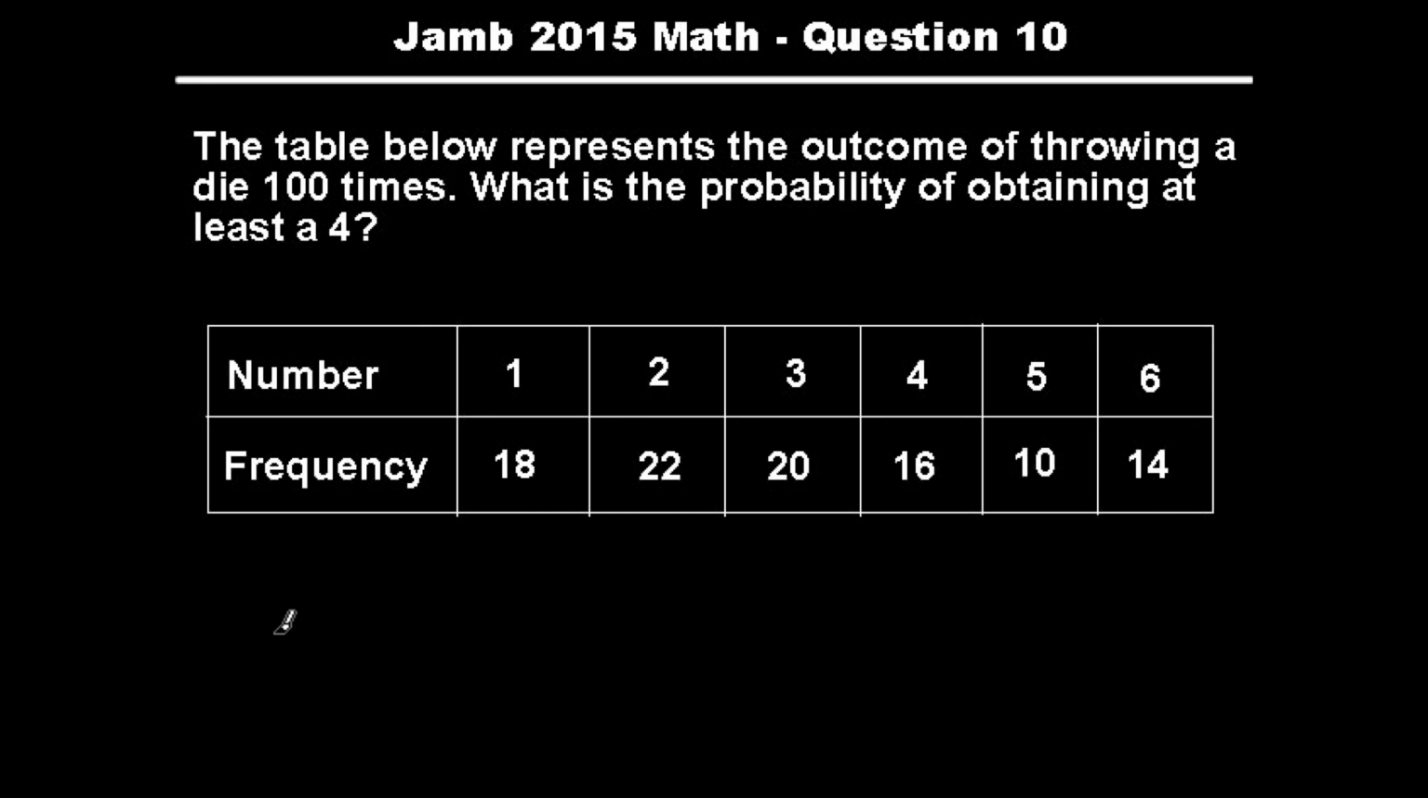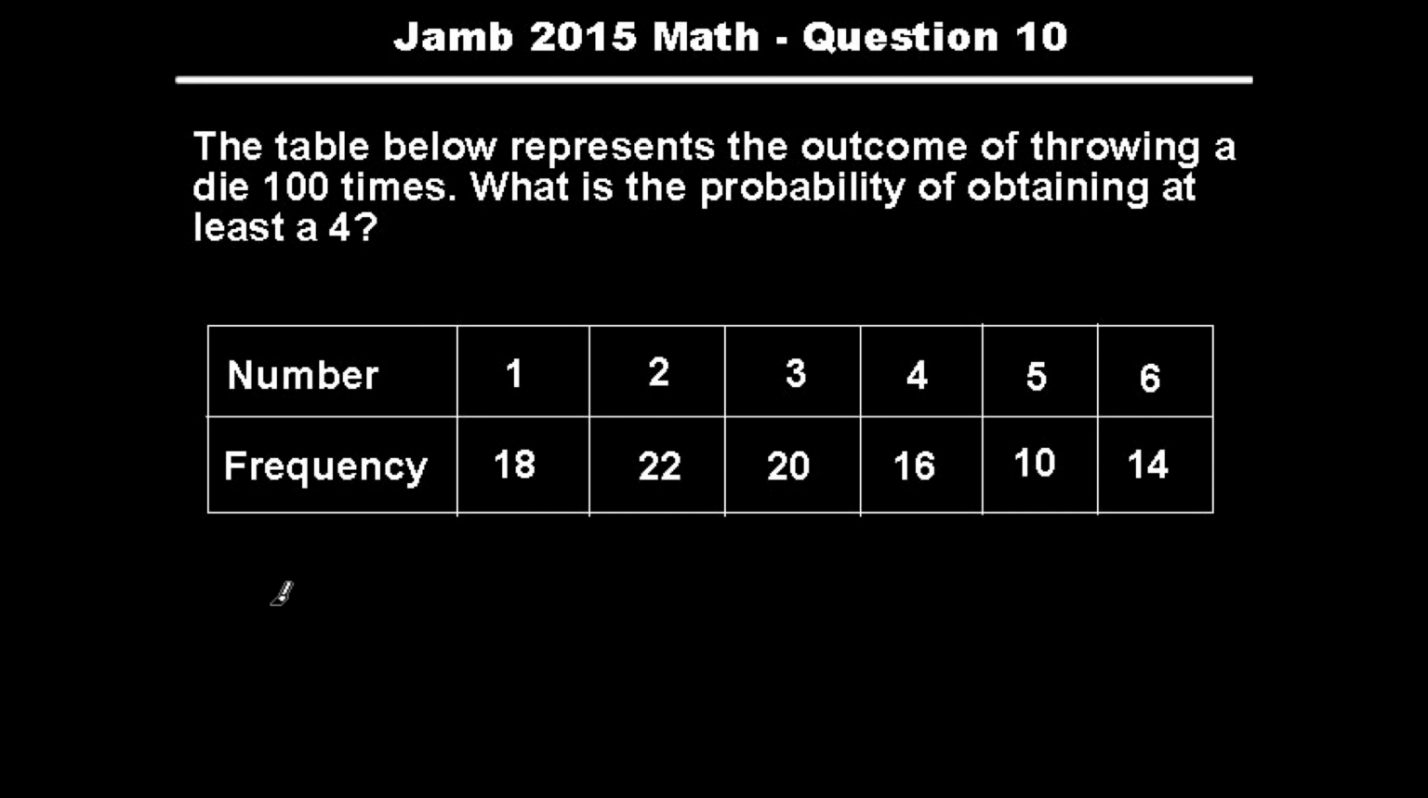So what we're seeing here in this table is that somebody had a dice and threw the dice 100 times. It landed on the number 1 18 times, the number 2 22 times, number 3 20 times, number 4 16 times, number 5 10 times, and the number 6 it landed 14 times.